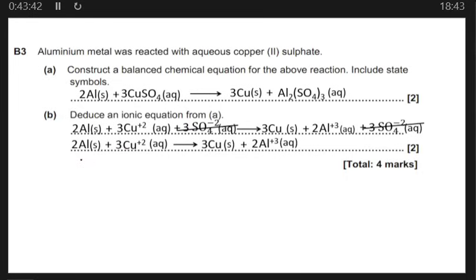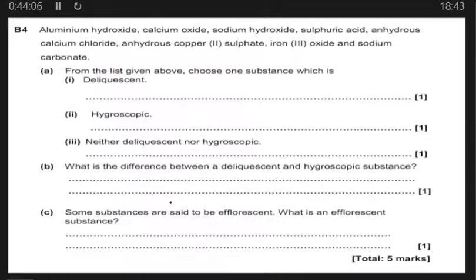So this is balanced. When you look at it, aluminium here 2, aluminium here 2, copper here 3, copper here 3, and the charges here 2 times 3, which is 6, even here 2 times 3, 6. So that's how it's supposed to be. Let's go to another question.